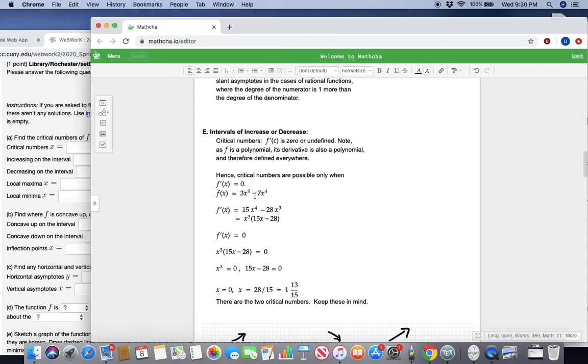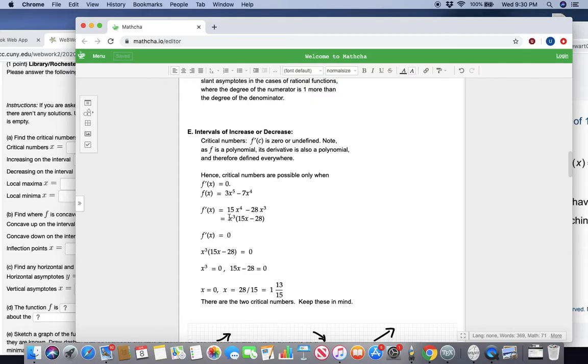Derivative of this function is, well, bring the 5 down, 15, bring the 4 down, 28, reduce the degrees. So we found the derivative 15x to the power 4 minus 28x to the power 3. Get x to the power 3 out, you get 15x left over minus 28. Why did I get it out? I want to set it to 0. Factoring, I have x cubed times (15x minus 28) equals 0.